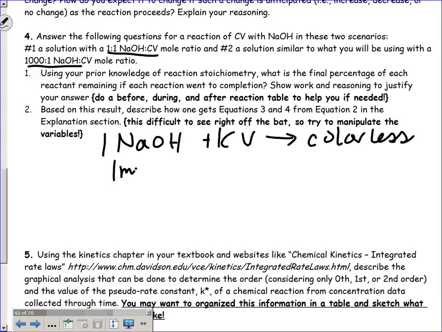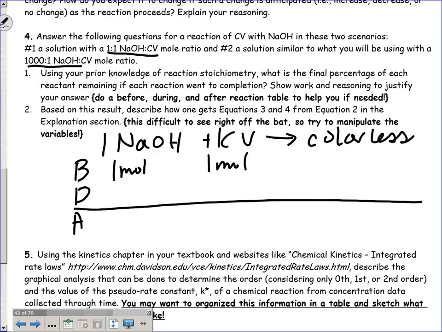If I have 1 mole of this before the reaction and 1 mole of this before the reaction, what's happening during the reaction? You guys are smart. I'm not going to tell you. First off, what happens during every reaction? Reactants get consumed, products get produced, right?